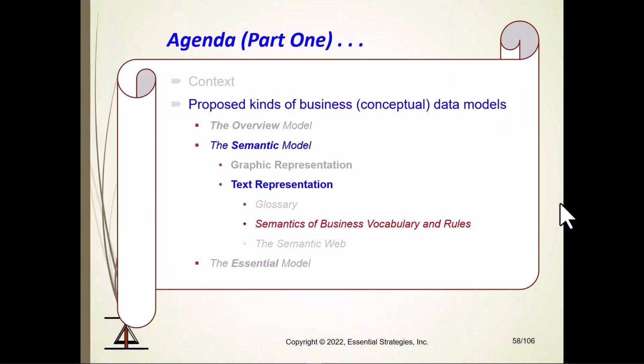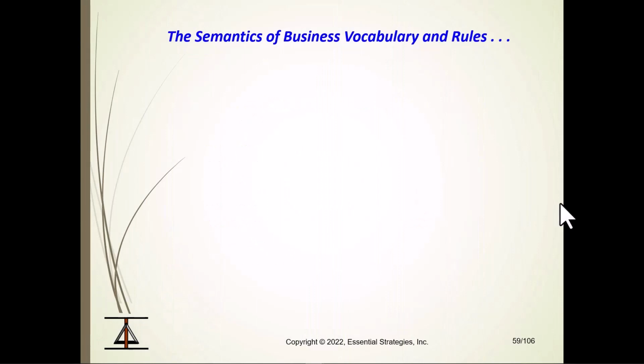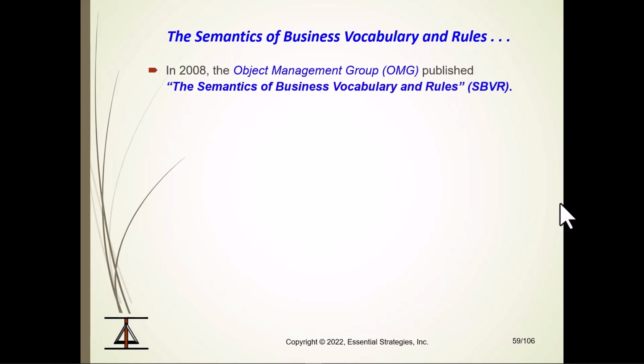Our next text representation is something we're calling the Semantics of Business Vocabulary and Rules. This was originally developed by a group called the Business Rules Group and was later adopted by the Object Management Group, and they published it as an official standard. The Semantics of Business Vocabulary and Rules, or the SBVR.